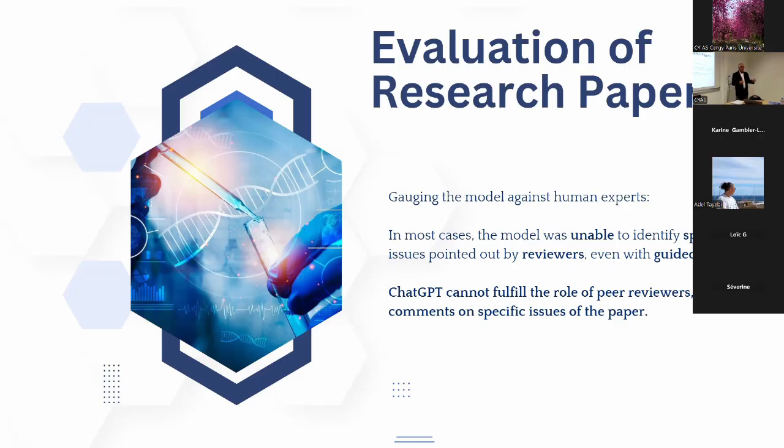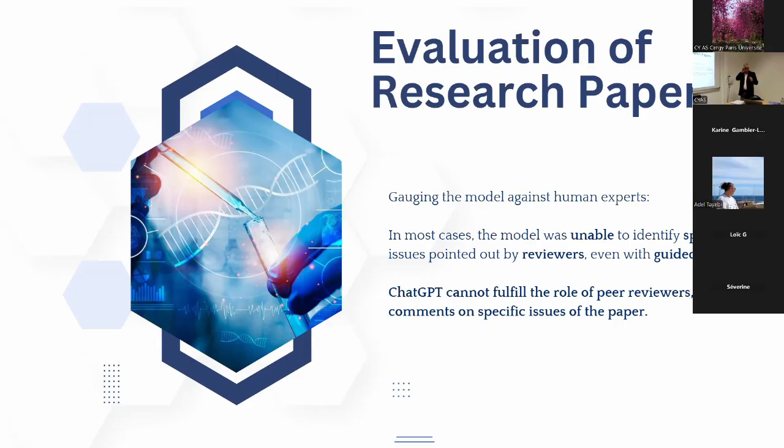So what they did, they took the paper, asked ChatGPT to review it, then they took the reviewer reports of the paper, and they looked at the issues reviewers pointed out, and they tried even to stimulate it: oh, ChatGPT, you don't have any problem with that? No problem with that. So it really realized that you cannot go deep into the issues.